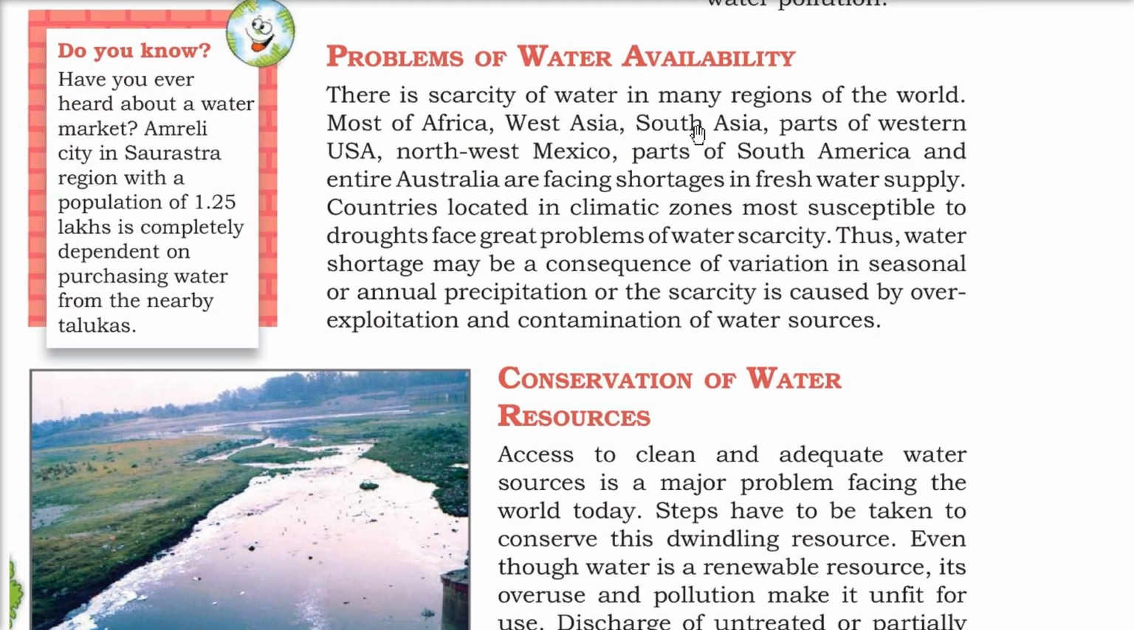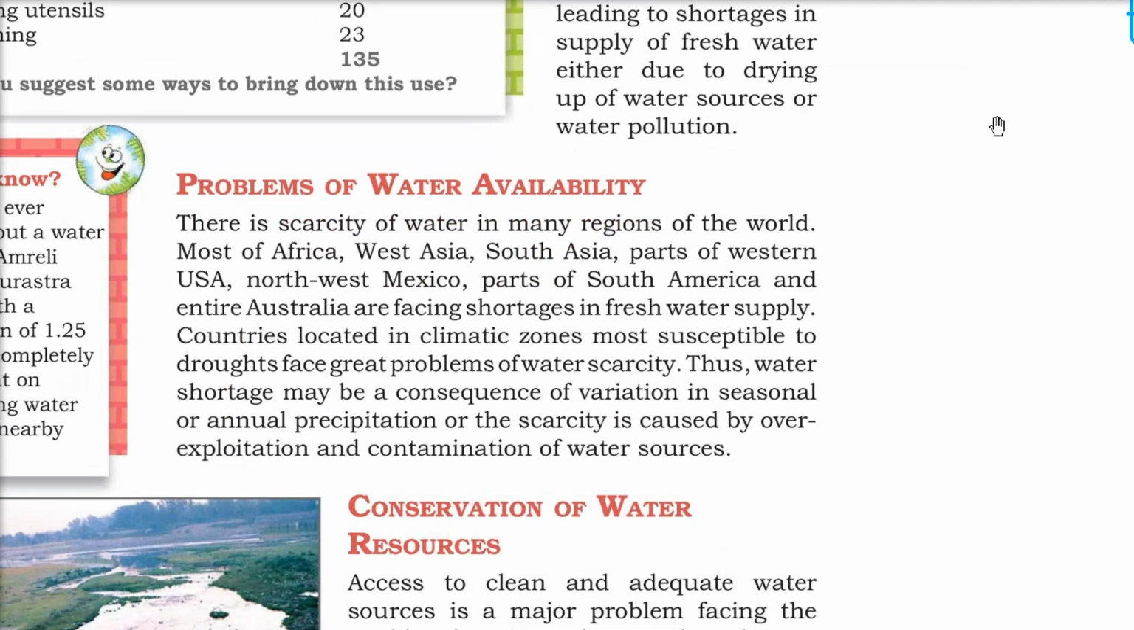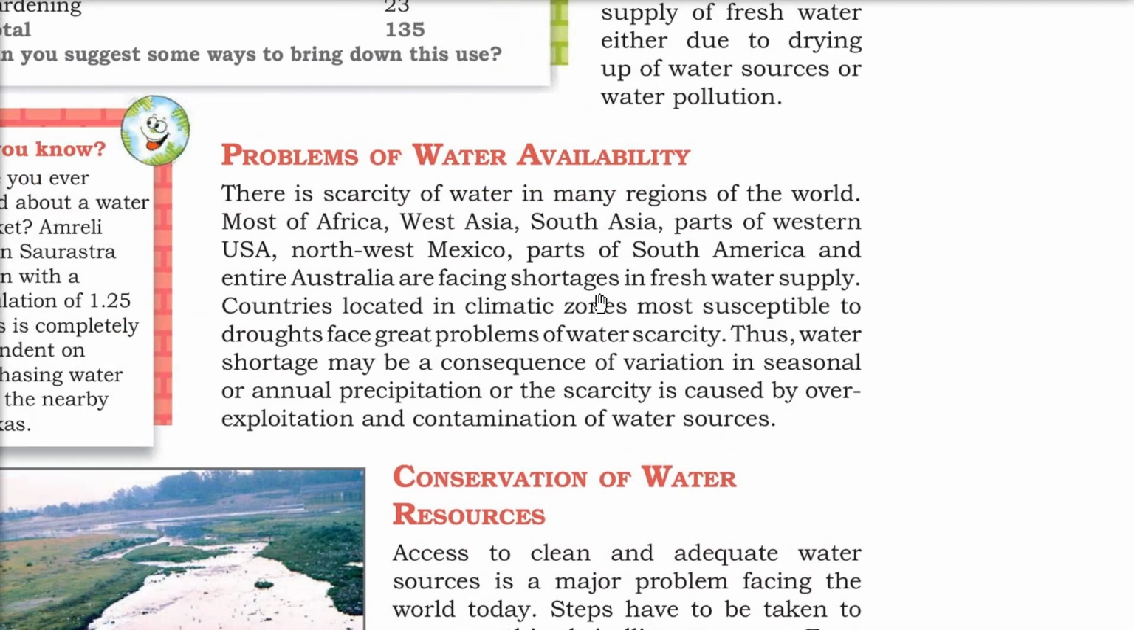There is scarcity, mostly in this part, if you take a globe, mostly in the central region, means equator and these areas, there is acute shortage of water. The scarcity of water in many regions, if you see most of Africa, West Asia, and South Asia, part of Western USA, Northwest Mexico, and part of South America, and entire Australia, it's facing shortages of fresh water.